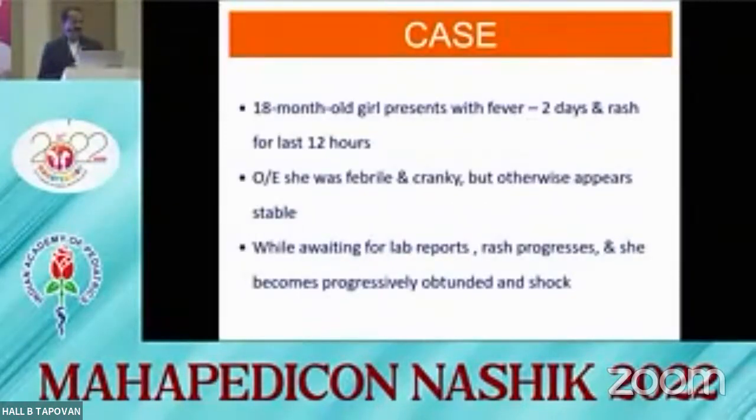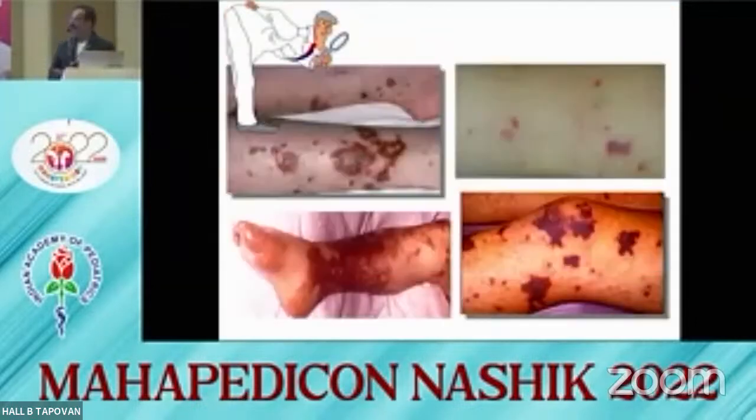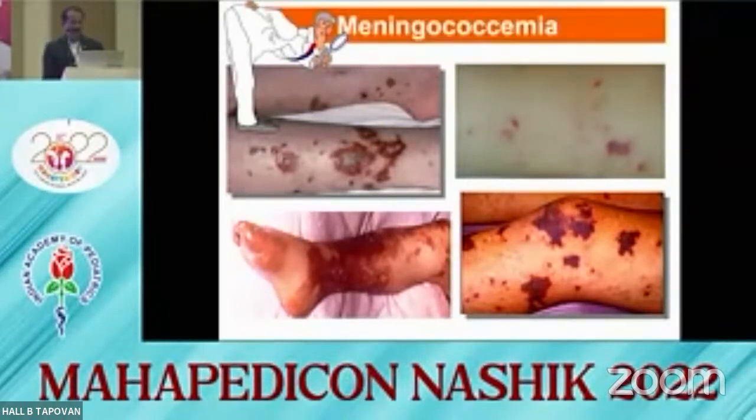This 18-month-old child had fever and rash for 2 days. The rash appeared 12 hours back. She was very cranky, febrile, so was admitted and sent for investigation, and the child started deteriorating rapidly. And this type of rash was there. So what is this? Same, I just mentioned to you. Necrosis in the center, and the child is deteriorating with a rash. One should think of meningococcemia.